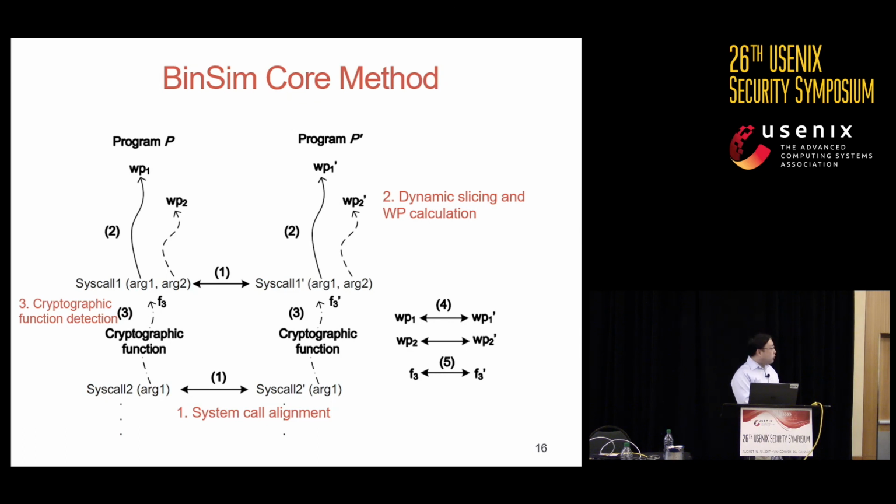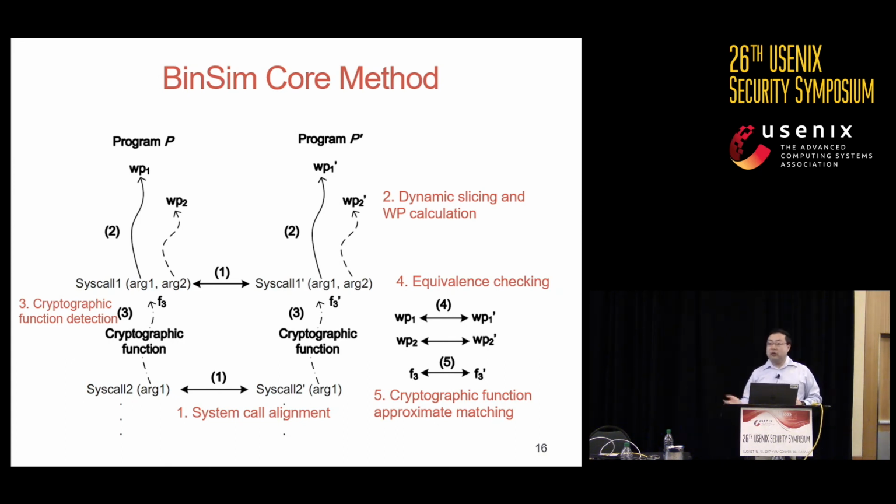So our approach to work around this challenge is to perform a quick identification of cryptographic functions. We identify whether the code shows some very unique features of crypto functions, and we will terminate symbolic execution on these crypto functions. That means we do not compute the weakest precondition on the implementation of crypto functions. Instead, we do some approximate matching to quickly find the similarities of crypto functions. For other weakest preconditions, we apply the constraint solver to find whether they are equivalent or not.